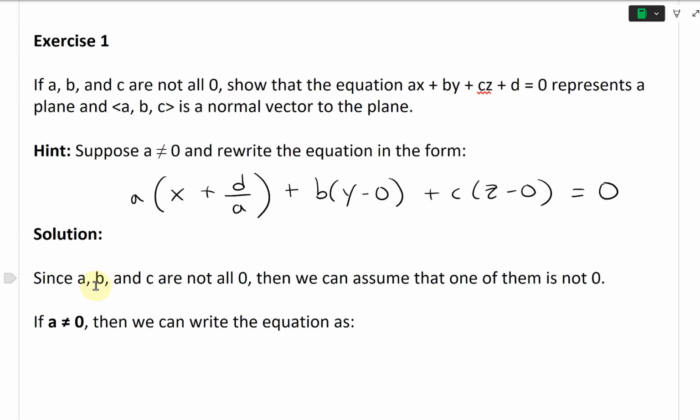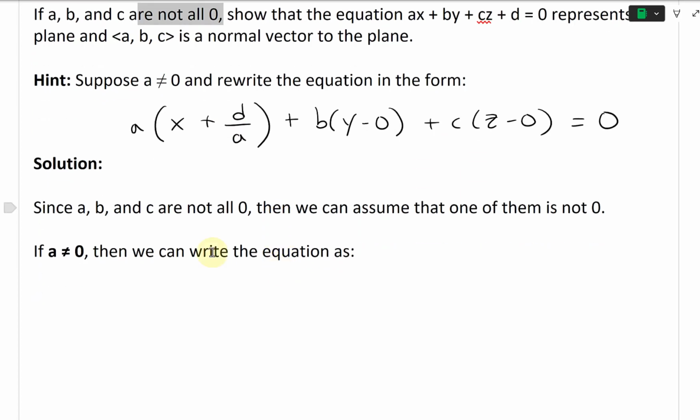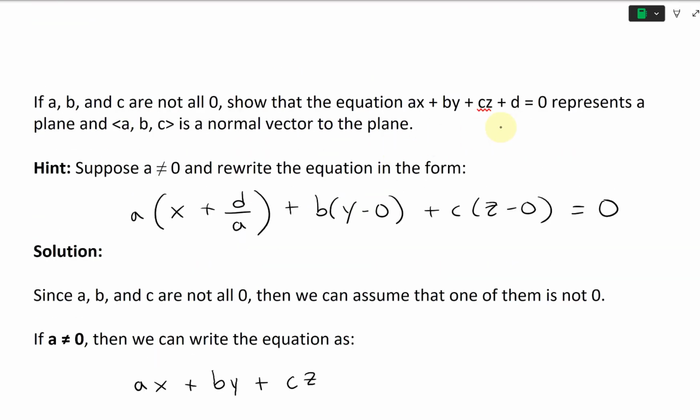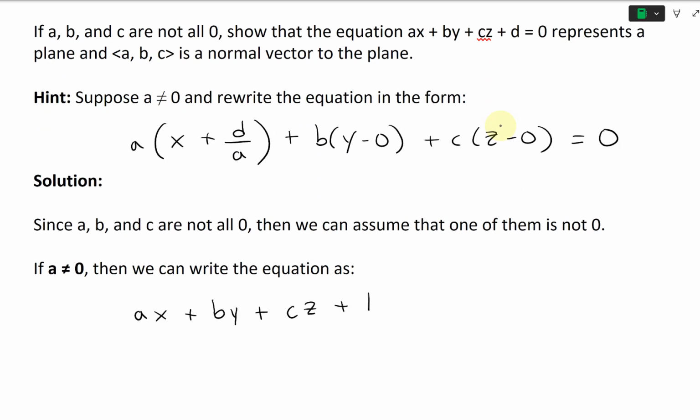So solution. Since A, B, and C are not all 0, we can assume that one of them is not 0. So let's assume A is not 0. If it's not A, we could do B, C, or whatever. Doesn't matter. So let's just pick A, and the result will mean that at least one of them holds. So hence the equation would be right if it is all true. So anyways, what we have is, let's assume A is not equal to 0. So Ax plus By plus Cz, we have this, and then plus D, like this.